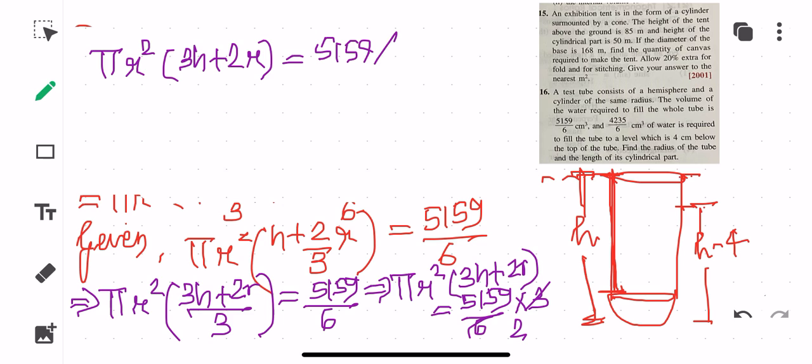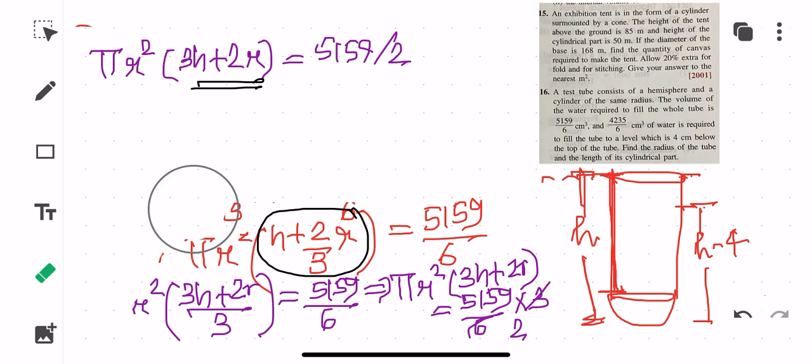divided by 2. So if you see, children, you may ask, ma'am, what's the profit of taking this? Initially in the equation I was having this form, h plus 2 by 3r, and now I have 3h plus 2r, which is comparatively easier for me to solve. So that is the reason I have taken it this way. Now we'll be moving to the second part.